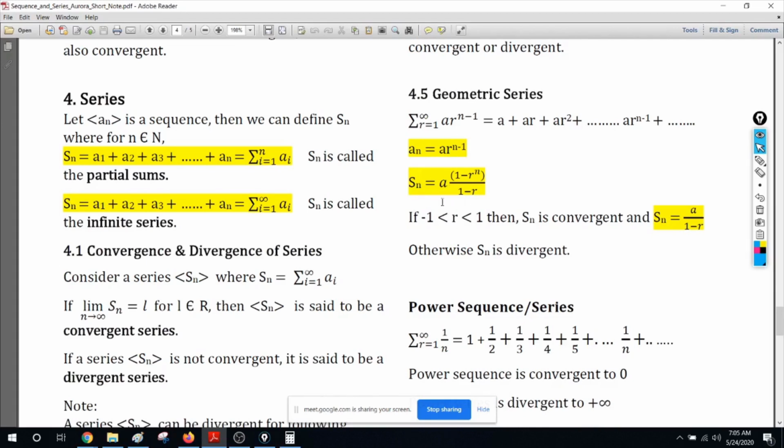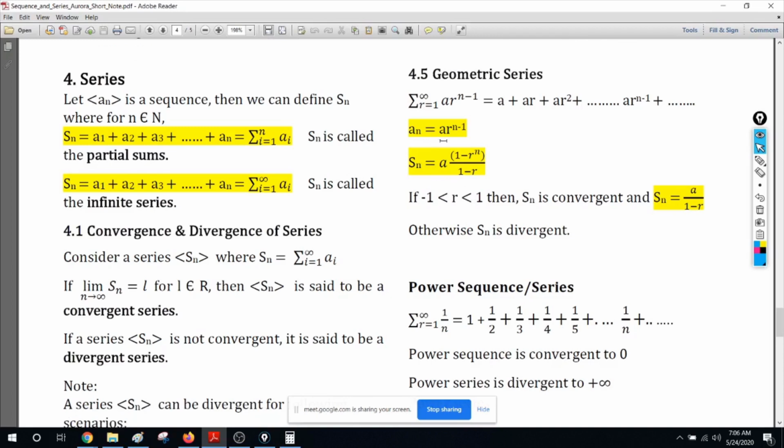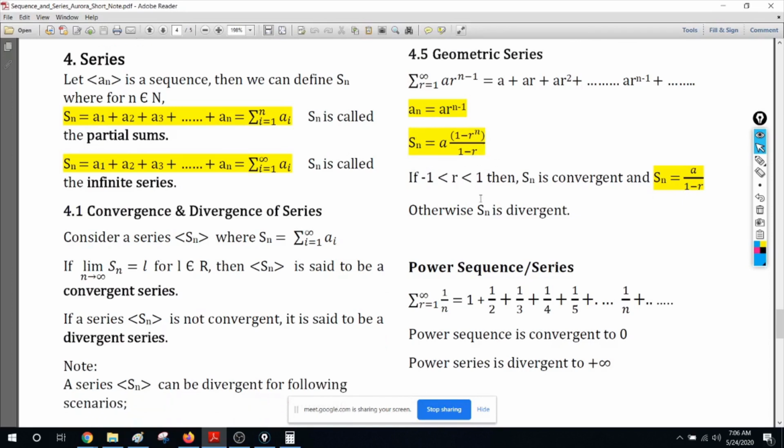In a geometric series, we know that the nth term is ar to the power n minus 1. The summation up to n terms is a into 1 minus r to the power n divided by 1 minus r. If your common ratio r is between minus 1 and plus 1, that geometric series is going to be a convergent series, and it's going to converge to this particular value, a divided by 1 minus r.